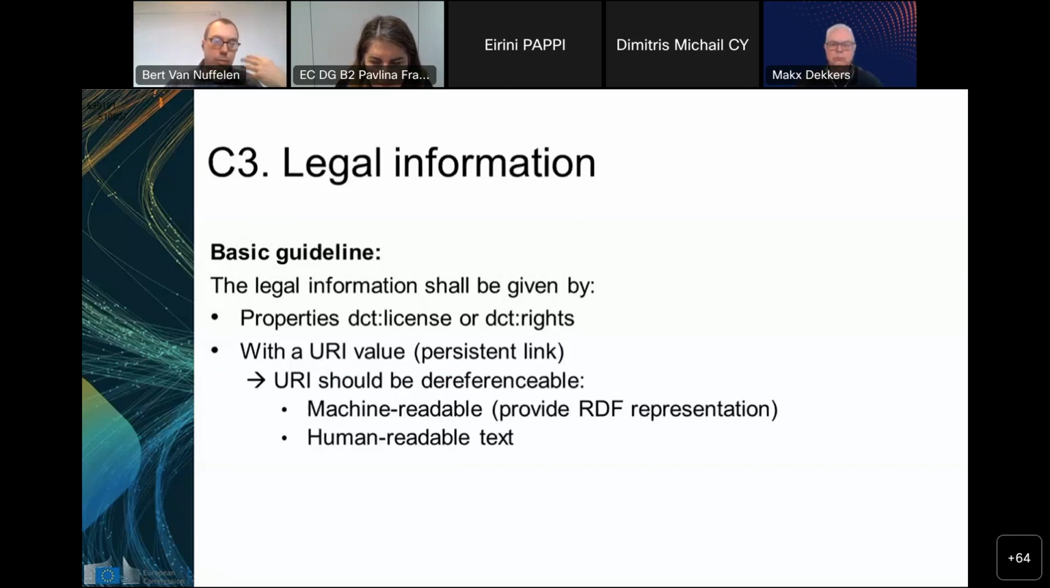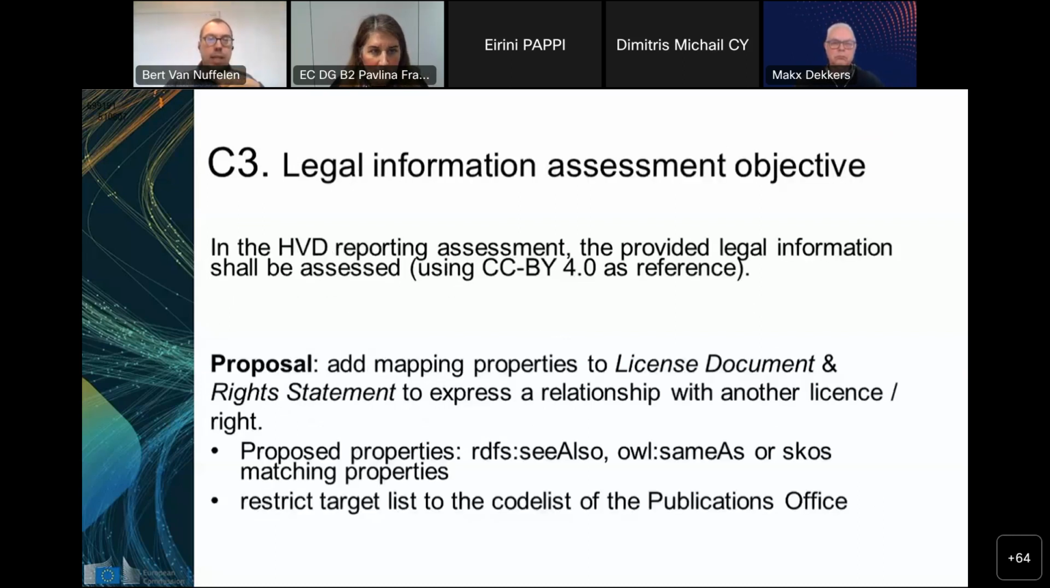As a basic guideline, to reformulate it more precisely, you can use the properties license or rights. Then there's an additional requirement coming from the high value datasets regulation that you should use a URI. Why? Because you should be providing the information machine readable as well as in human readable text, and you should be able to get from this to this. So that is the additional element. And there's another element in the regulation: a goal to put a bar, a level of reusability into it, and CC BY 4.0 is the reference. The goal is that we should be able to assess the legal information with regard to this reference.